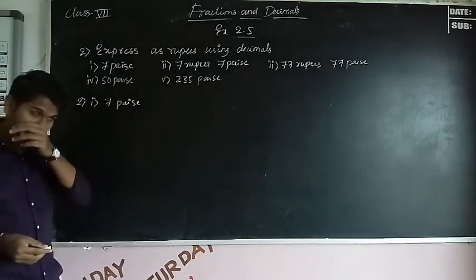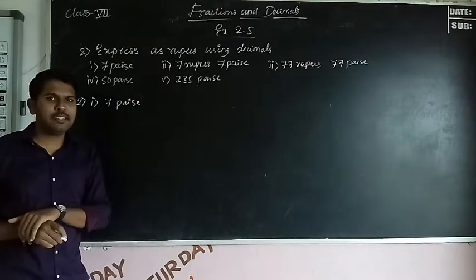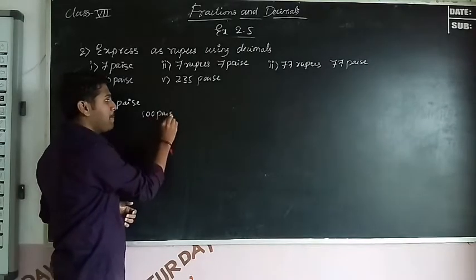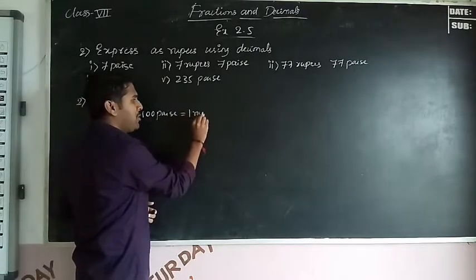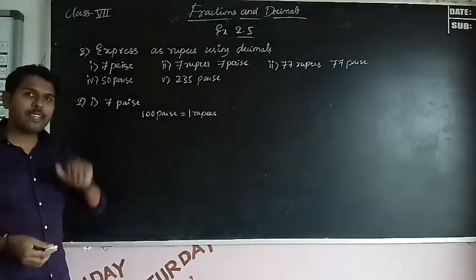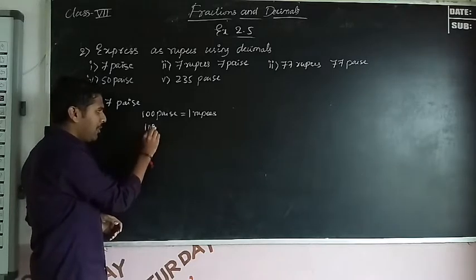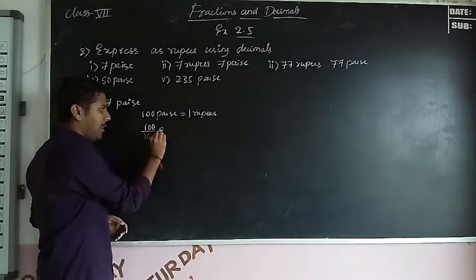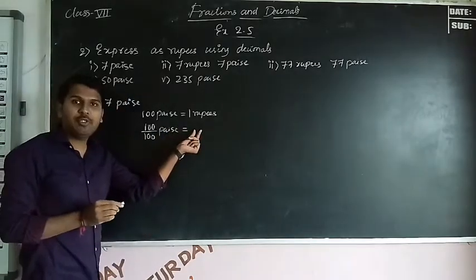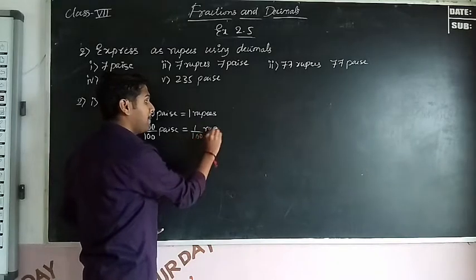First, you know that 100 paisa equals 1 rupee. That is, 1 rupee equals 100 paisa. So what about 1 paisa equals? Here 100 paisa is there, so divide 100 by 100. Since you are dividing here, here also you should divide by 100. So 1 paisa equals 1 by 100 rupees.